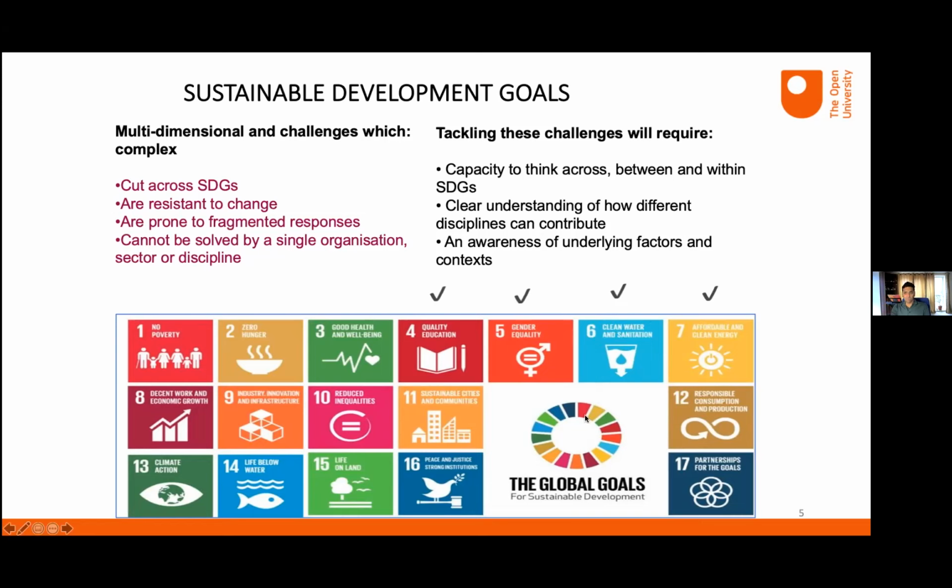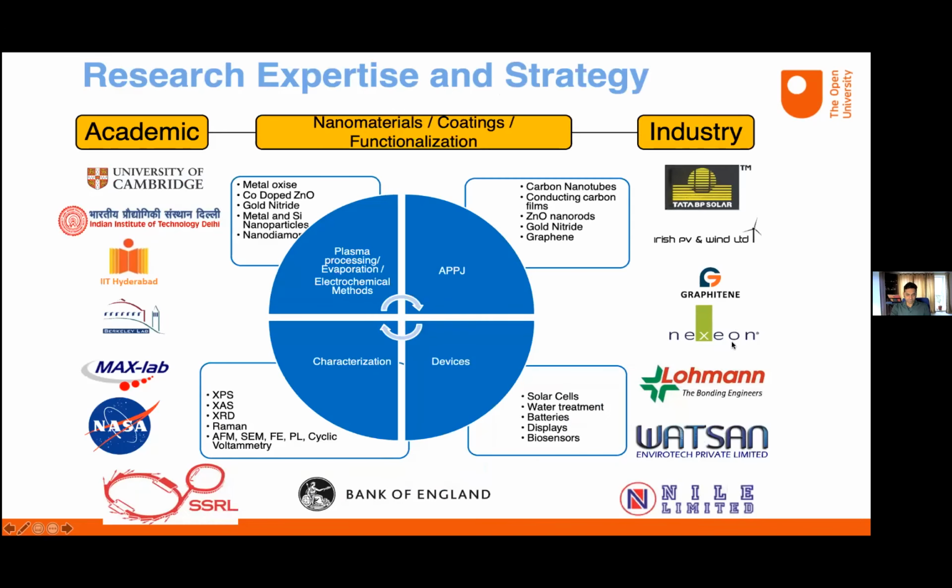We wanted to make sure that there is a capacity to think across the SDGs. That's why we work on interchangeable things. The material which we produce for clean water and sanitation can also fit into energy. So in one stretch, I wanted to give you an example of what we are doing.